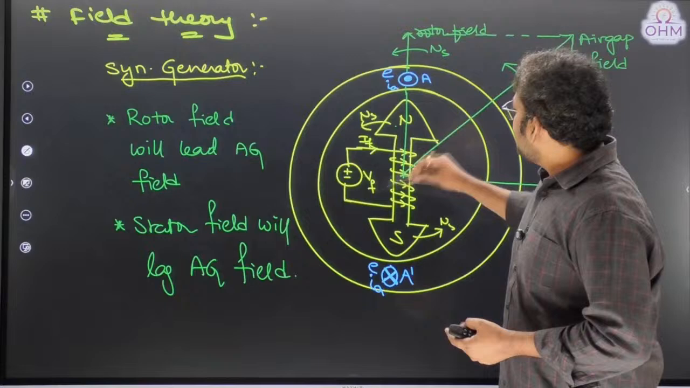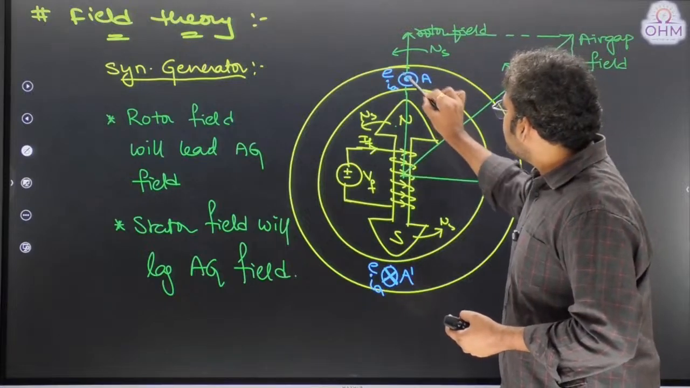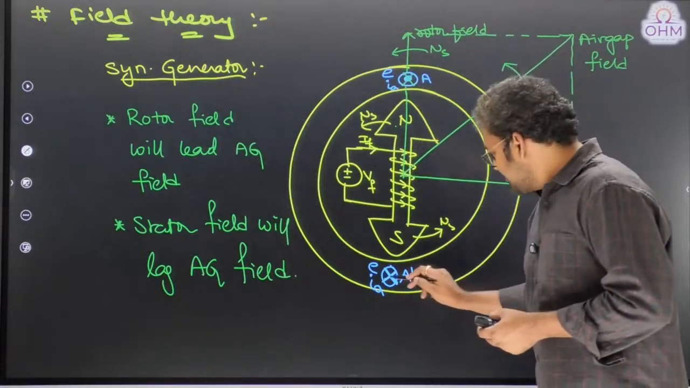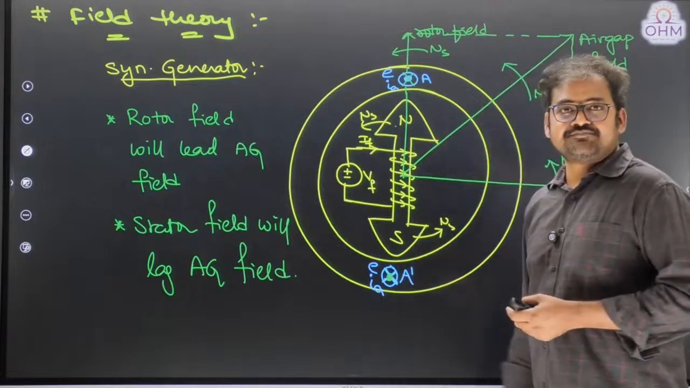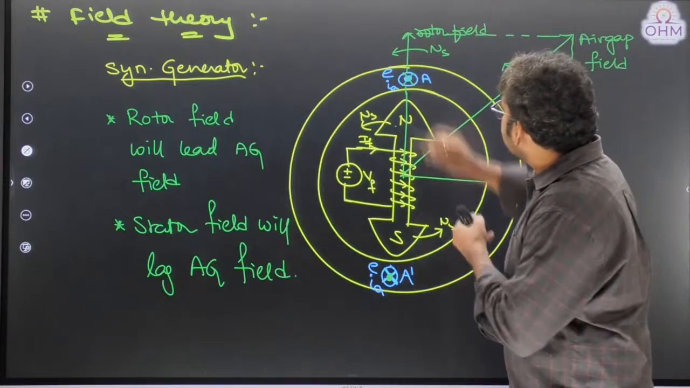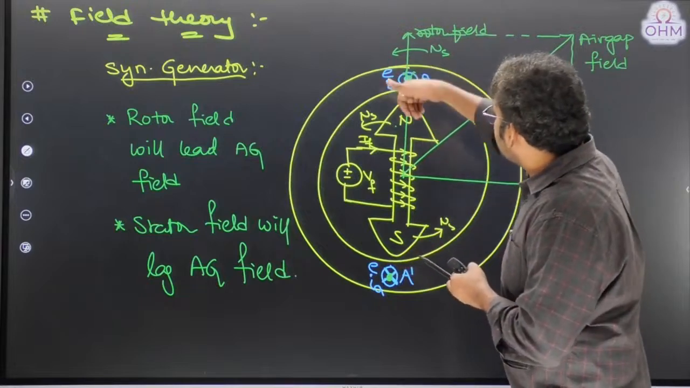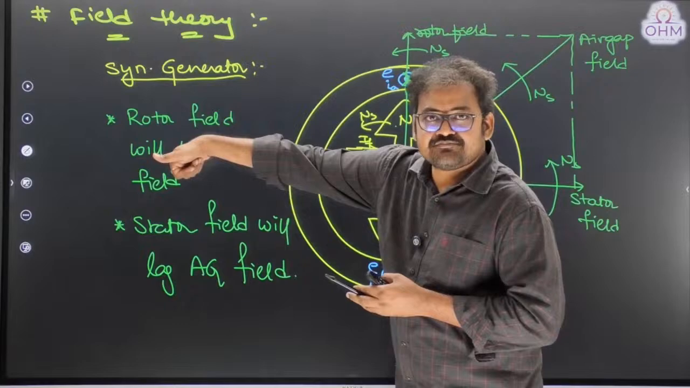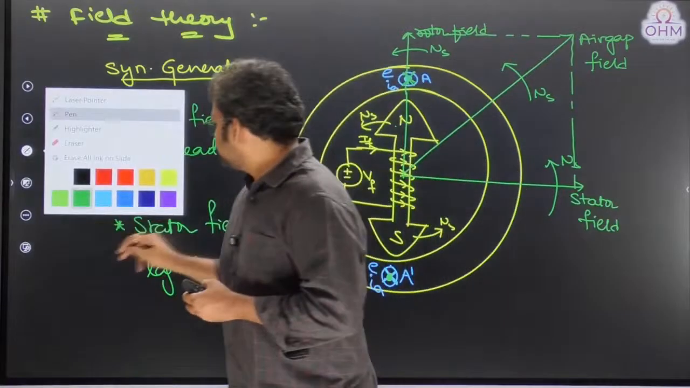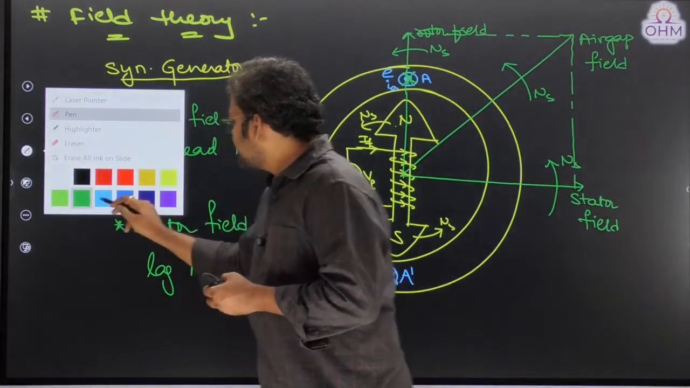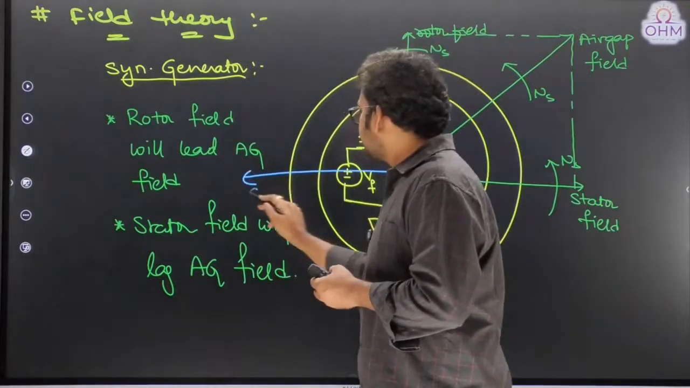So what happens? Everything remains same, but here current becomes cross polarity. Here current becomes dot polarity. Therefore, you can understand if this is cross and if this is dot, the stator magnetic field will be in this direction, right? So you can understand that stator field will be in this direction.